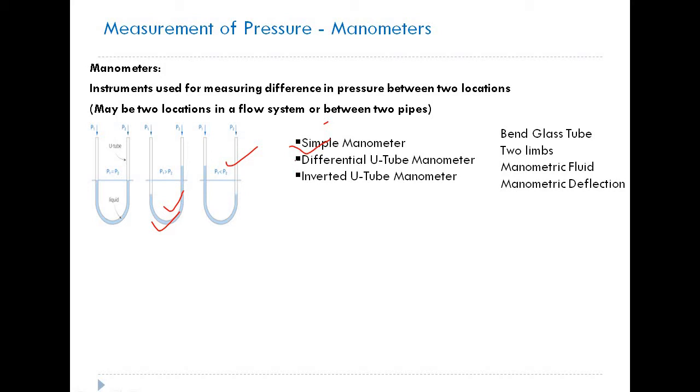That is the simple manometer, and the second one is the differential U-tube manometer. That means it has got two limbs connected to two different locations, and this is kept upright. You can keep it in the inverted position also. That is called an inverted U-tube manometer. There we use another type of manometric fluid that we will discuss later in this section.